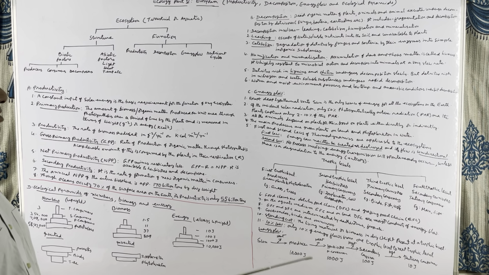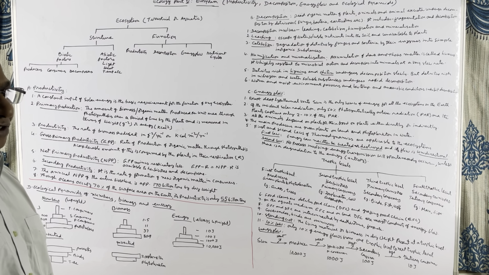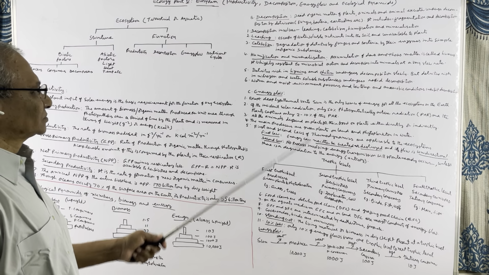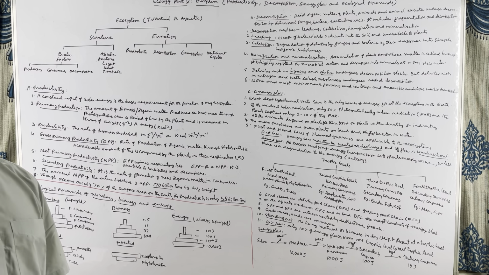Then, the simple inorganic substances are converted into humus. This is called humification. Conversion of simple inorganic substances in the soil into humus is known as humification. Accumulation of dark amorphous matter is called humus. Humus is a dark amorphous matter, and it is highly resistant to microbial action. So microbes cannot decompose this very easily.